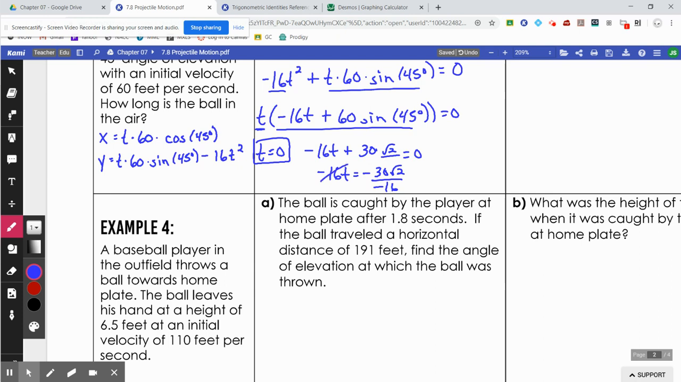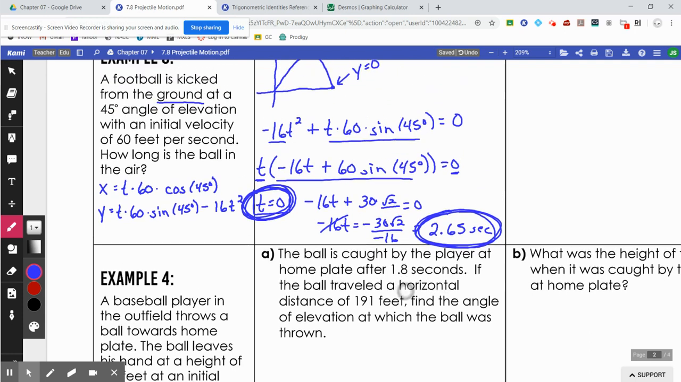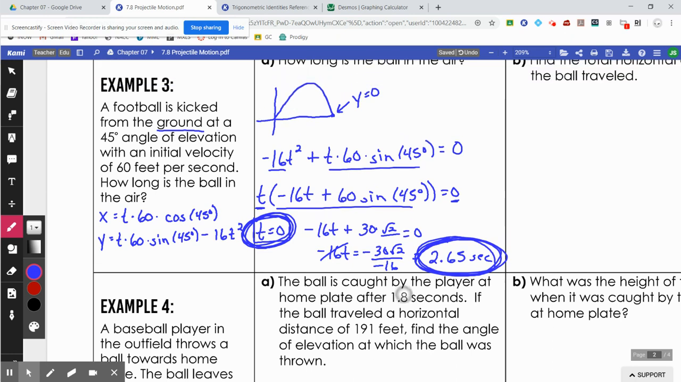You can cross cancel, reduce, and all that, but you're going to type it straight into your calculator anyway, and you're going to get about 2.65. And that's in seconds. So at time equals 0 and at time equals 2.65, your y value is 0. What does that mean? You kicked it from the ground. So that's the reason at time equals 0, the ball was at 0. And after 2.65 seconds, it hits the ground again. So therefore, it was in the air for 2.65 seconds.